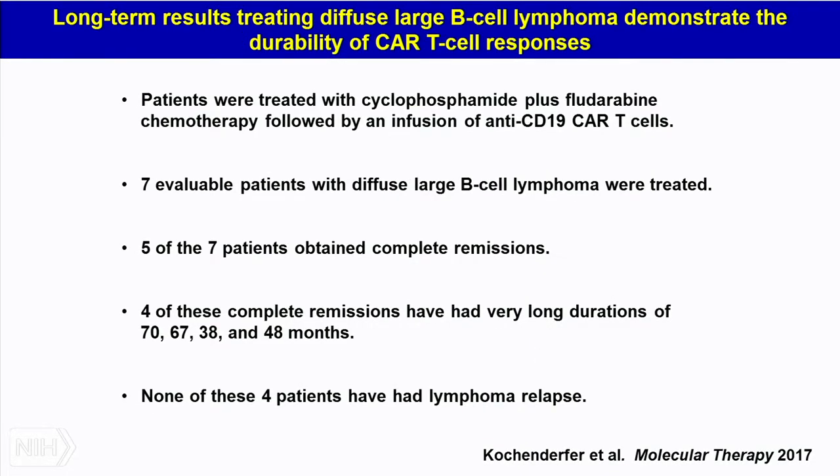So just to summarize this part of the talk, we had 7 evaluable patients with diffuse large B-cell lymphomas. 5 out of 7 patients obtained complete remissions, and 4 of these complete remissions have had very long durations of remissions of 70, 67, 38, and 48 months. So these are the patients in the whole world with diffuse large B-cell lymphoma that have the longest follow-up. That's one reason why they're interesting, and the other reason is that they've had these complete remissions that lasted a long time. None of these patients had lymphoma relapse. This was all published in Molecular Therapy in 2017.